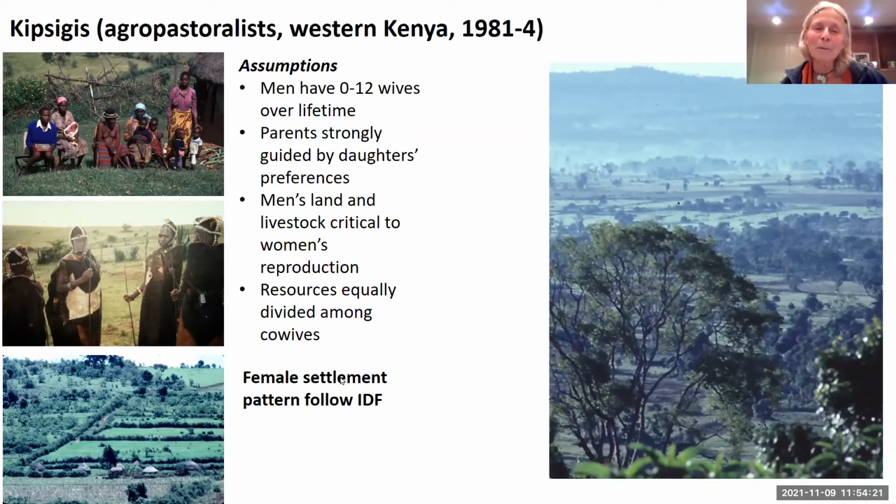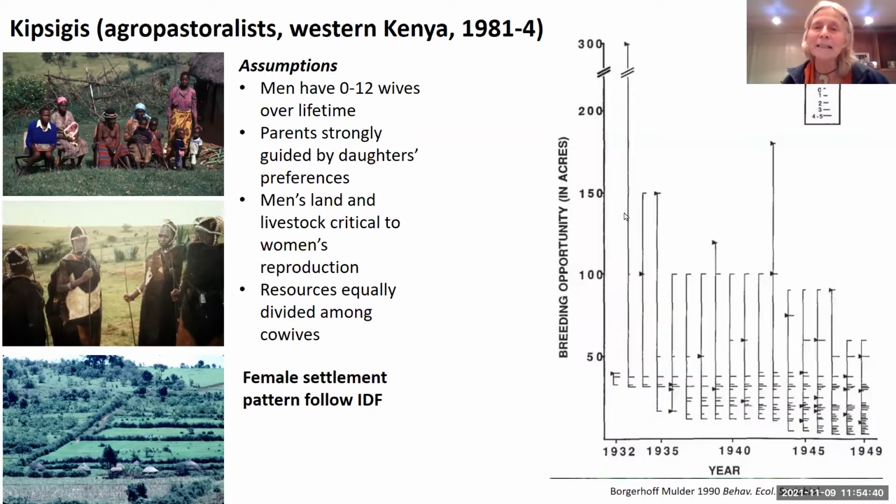So I'm giving an example here of how I demonstrated that female settlement follows the ideal free distribution. This was a part of my study area called Arbosi, where the Kipsigis basically beat the Maasai in a war in the early 1930s and settled it. So, using retrospective data, I could look to see whether there was an ideal free distribution of females amongst these males. And this is how we did figures in those days.